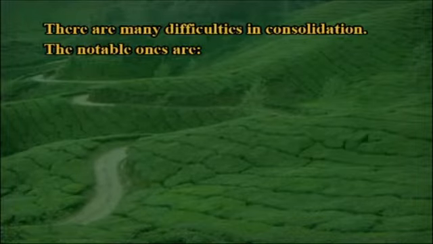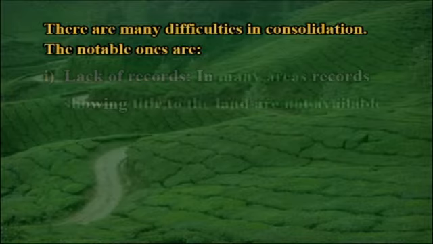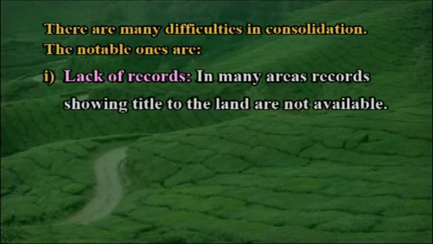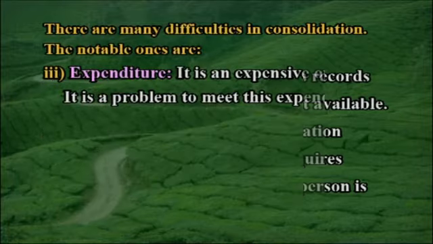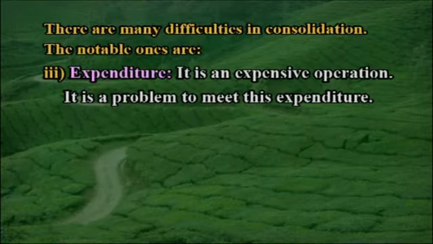Coming to disadvantages of consolidation. There are many difficulties in consolidation. The notable ones are: lack of records. In many areas, records showing title to the land are not available. Lack of trained staff. Consolidation work is a technical work. It requires trained persons. Such trained persons are lacking. Expenditure. It is an expensive operation. It is a problem to meet this expenditure.